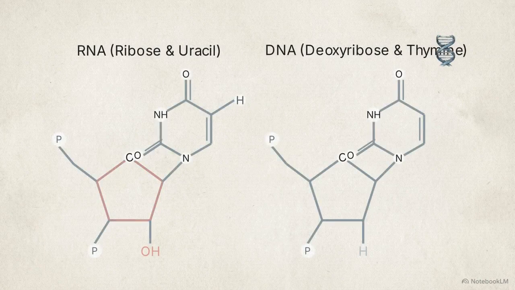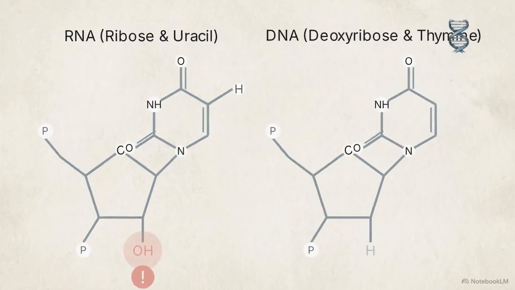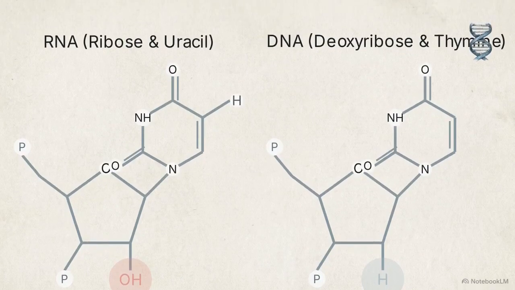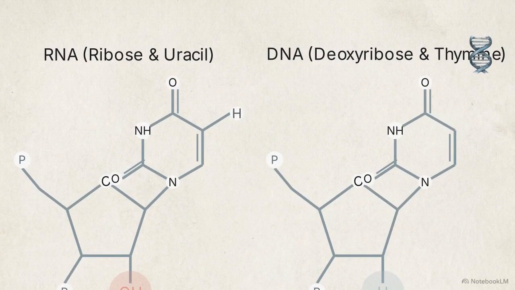RNA is built on a ribose sugar, possessing a reactive 2' hydroxyl group. This extra oxygen makes RNA easily degradable. DNA uses deoxyribose, lacking that oxygen, making it structurally inert. The nitrogenous bases present a second structural advantage. DNA utilizes thymine, which contains a stabilizing methyl group. RNA uses uracil, lacking that extra stability.